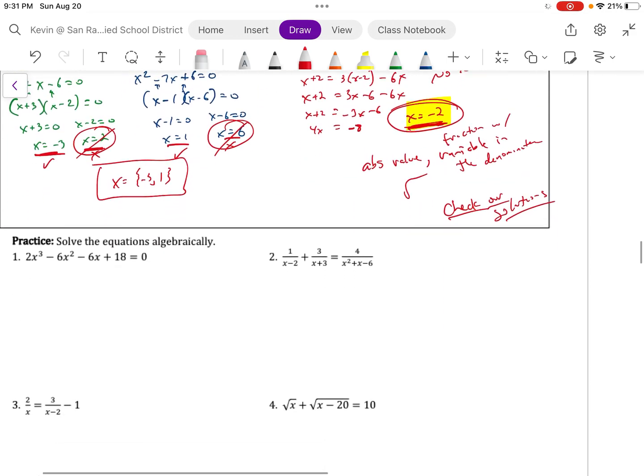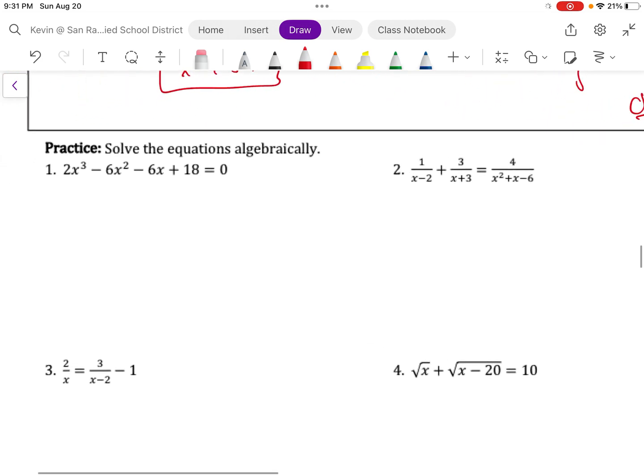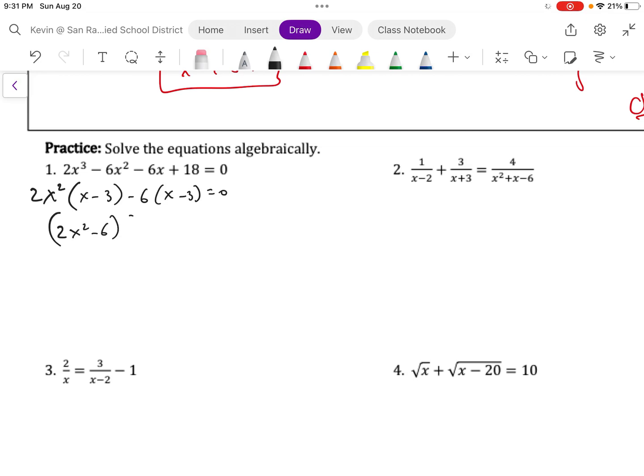Okay, I guess we'll keep going here. We're just solving various problems. Again, this looks like I'm going to do some grouping. I'm going to take x squared out. That leaves 2x squared, and that leaves me with an x minus 3. And we take -6 out, x minus 3 equals 0. 2x squared minus 6 times x minus 3 equals 0. 2x squared minus 6 equals 0, x minus 3 equals 0.